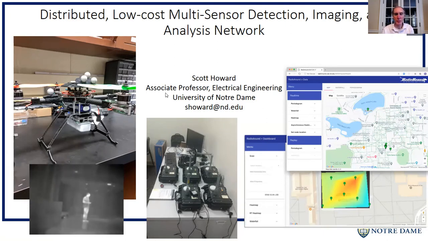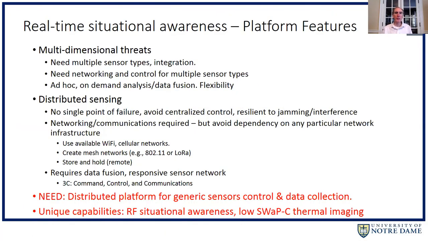This network includes both the hardware nodes that will contain the networking and sensing hardware, software to interface, control, and collect data from the nodes, new technology for low size, weight, power, and cost thermal imaging, and all of this compatible with unmanned aerial drones for a distributed, low-cost, and powerful sensing network. So the goal here is to develop real-time situational awareness from this network.